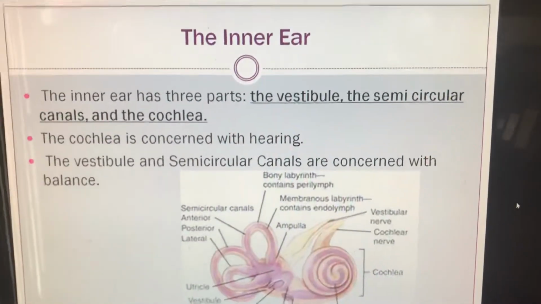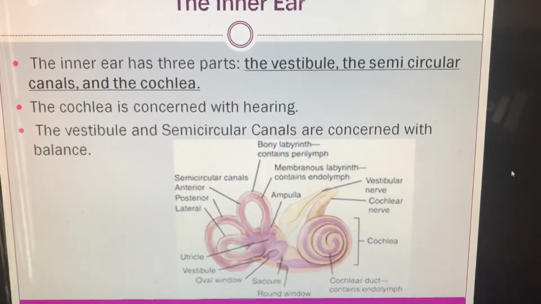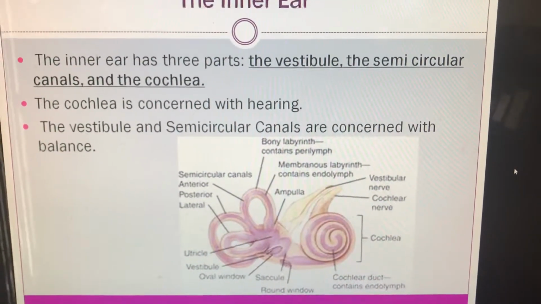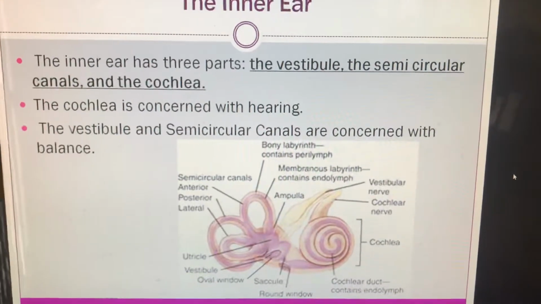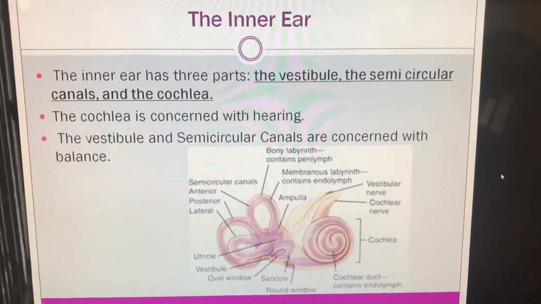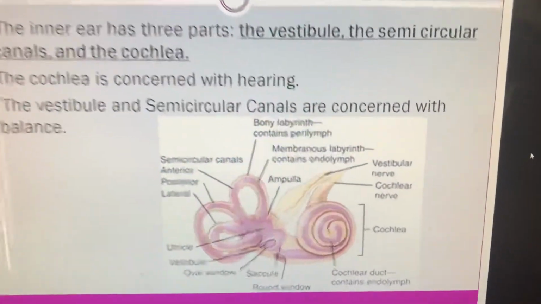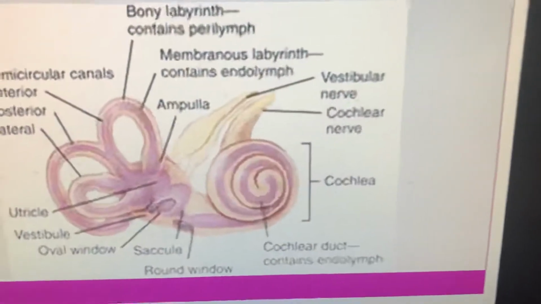So the inner ear, it has 3 parts. It's the vestibule, the semicircular canals, and the cochlea. And the cochlea is concerned with hearing. So the vestibule and the semicircular canals are concerned with balance. So we'll take a look here.